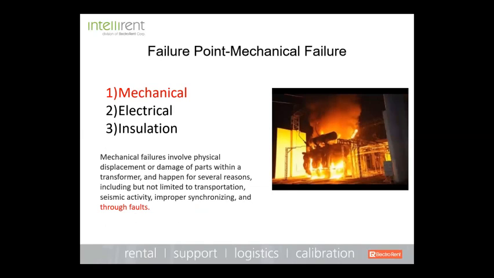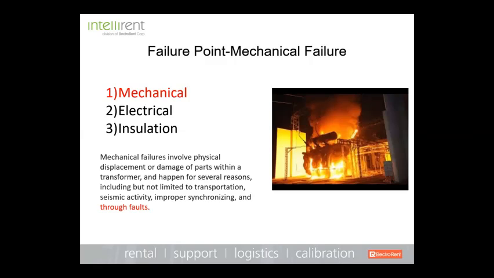So basically, when we talk about failure points in transformers, they're categorized in three separate areas. One would be mechanical failure, two is electrical failure, and then finally insulation failures. And these can be broken down in significantly different categories in terms of what has caused the failure. But today we're going to focus on mechanical failures.